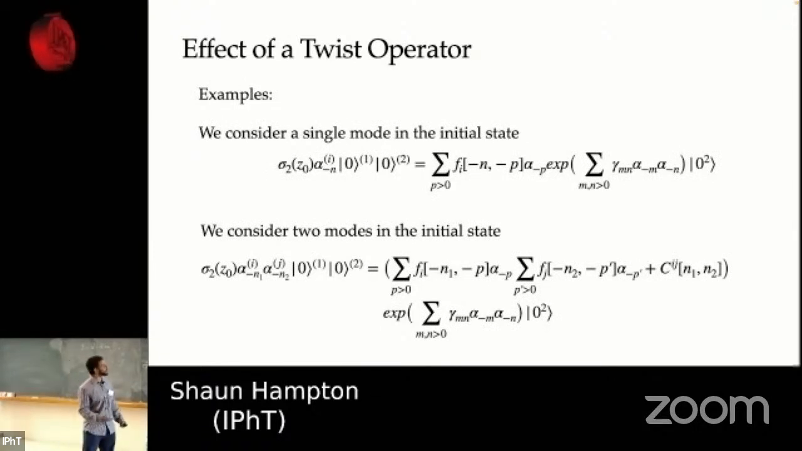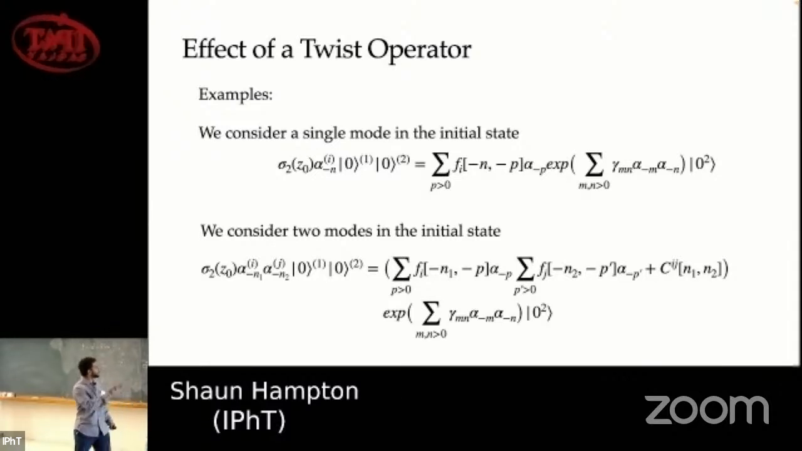So here's more specifically what we would consider. Like I said, you consider a single mode in the initial state. The twist acts on a single bosonic mode, and what you get in the final state is a linear combination of bosonic modes weighted by f i, and you also have this exponential of bilinears in the final state.